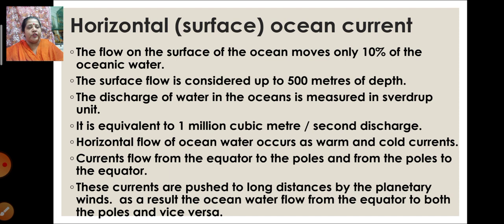Now when the movement of the ocean currents is taking place, it is either in the form of warm currents or in the form of cold currents. Certain currents flow from the equator to the poles. Some of the currents of the ocean water move towards the poles, that is from the equator towards the poles, and from the poles towards the equator. Now these currents are pushed to long distances. As they are moving from the equator to the poles and from the poles to the equator, it should be straight.